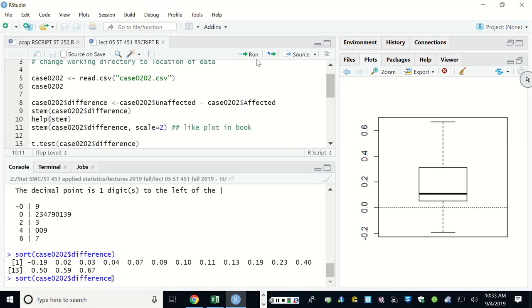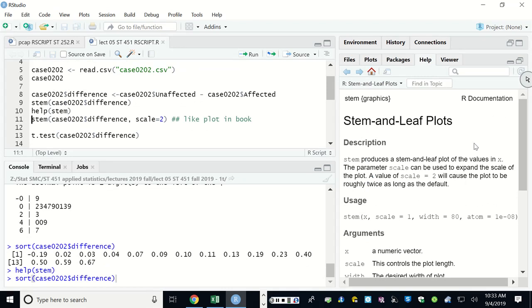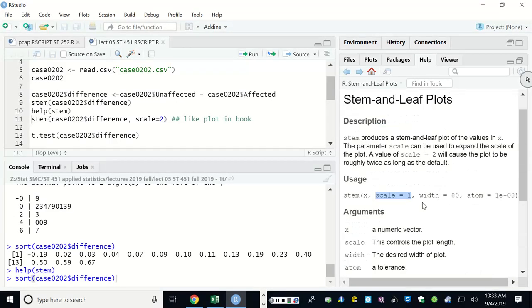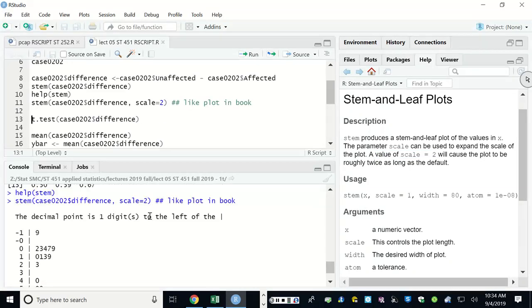But I wanted to see if I can change that. There are help files for many of these things. The data goes in there, and there's a scale factor, which controls the plot length. It says the length will cause the plot to be twice as long, so I just tried that. And this broke it out, and this looks like what it is in the book: negative 1.9, negative 0.2, negative 1.0, and so on.